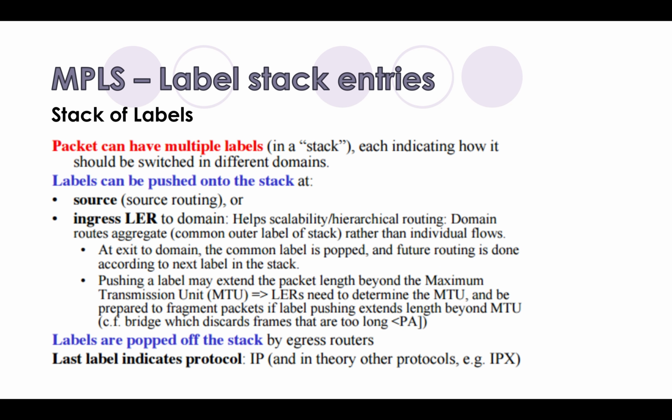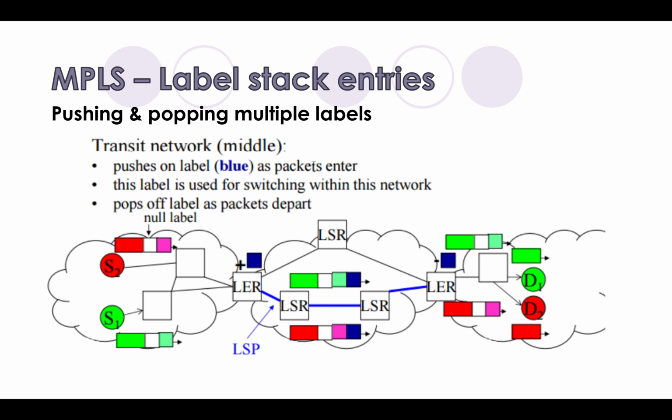And then move to the MPLS label stack entries. A packet can have multiple labels. Labels can be pushed onto the stack, and labels are popped off the stack by ingress routers. The last label indicates the protocol. So what is shown on the slide is about pushing and popping multiple labels.